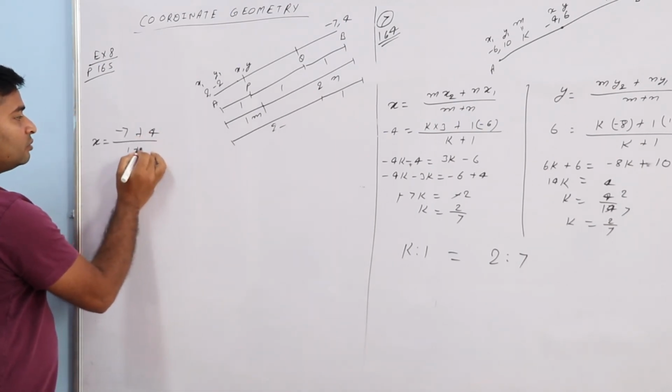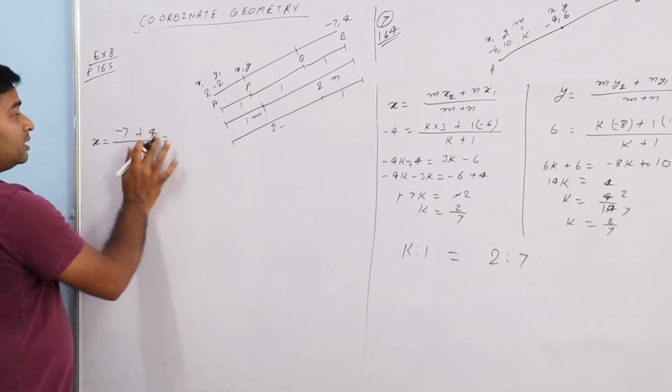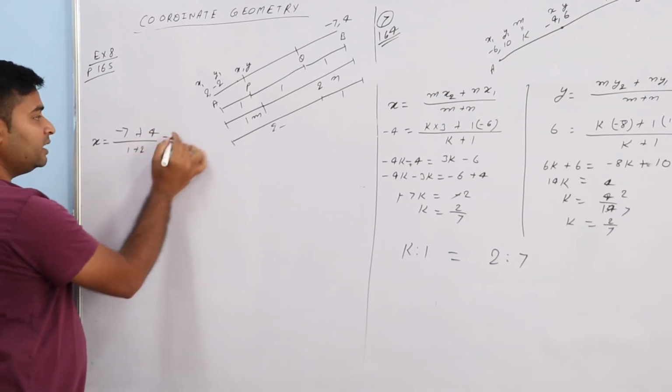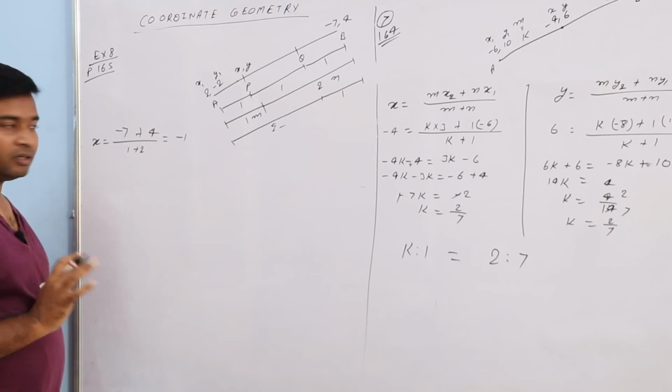By 1 plus 2, which means how much become? 3. This is minus 3. Minus 3 by 3 is minus 1. X is equal to minus 1.